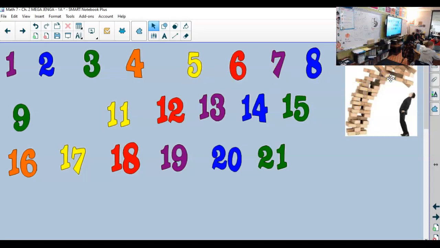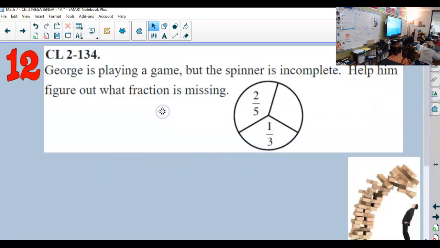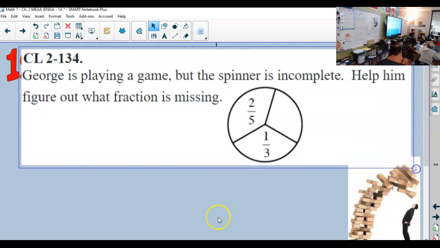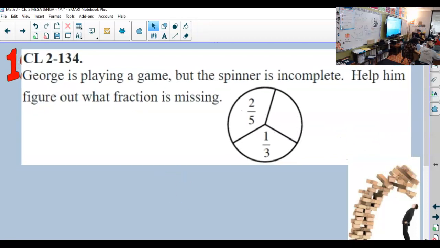And now, Matt, pick our next number. 12. Figure out the missing portion of George's spinner. Okay, guys, so George's playing the game, spinner's incomplete. Figure out what fraction is missing. Okay, so 1/3 and 2/5.